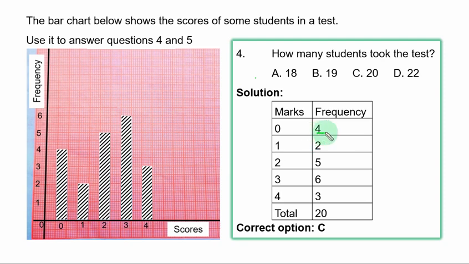Those that scored 1 mark, they are 2. Those that scored 2 marks, they are 5. Those that scored 3 marks, they are 6. Those that scored 4 marks, they are 3. If you add all together, you have 20. So 20 students took the test. C is the correct option.